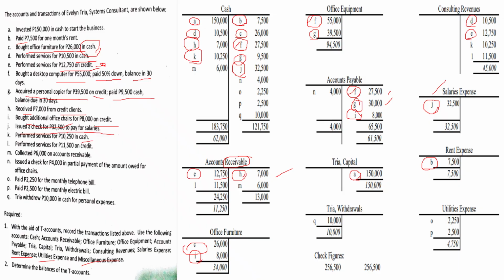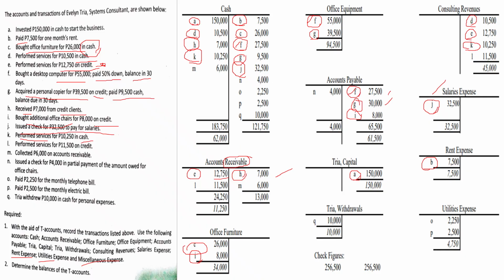And again, service is performed, therefore our revenue is credited because it will increase. So letter K, we credit revenue. Now let's go on with this problem. Let's proceed to letter L.